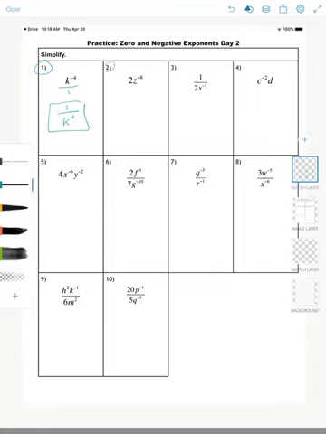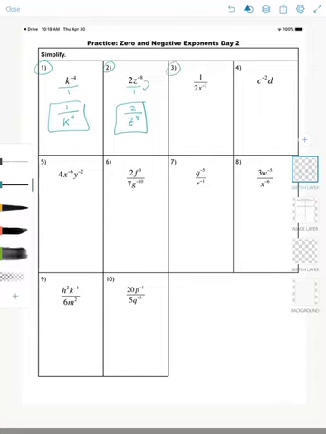Number 2. You have a 2, and then you have a z, which is raised to the negative 8 power. The 2 is happy where it is. The z to the negative 8 wants to go to the bottom. So the 2 stays where it is. The z goes to the bottom, becomes z to the positive 8.